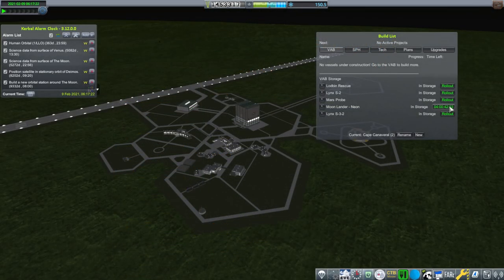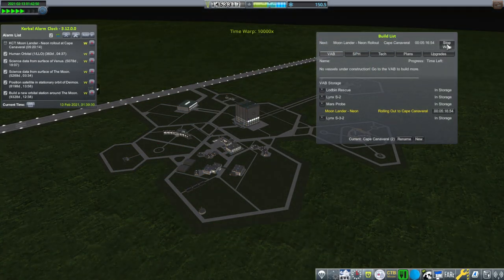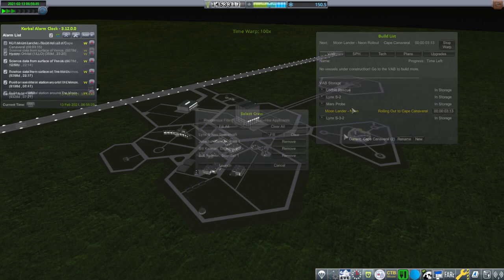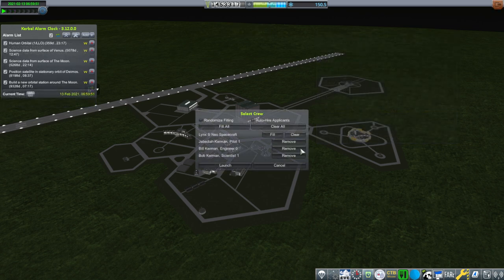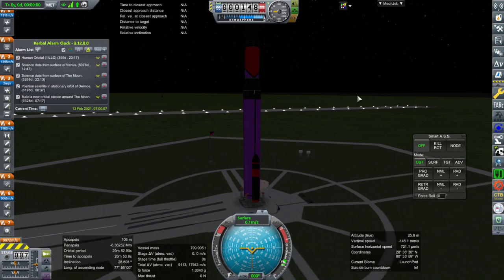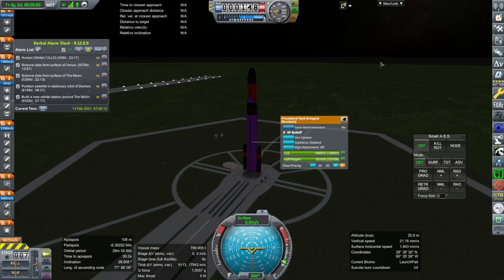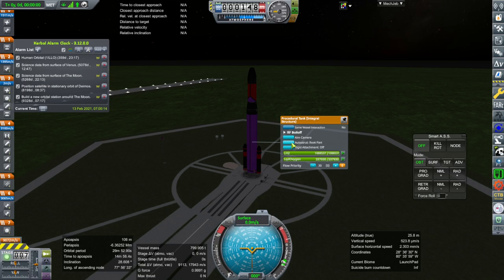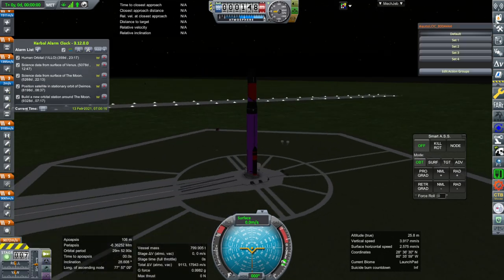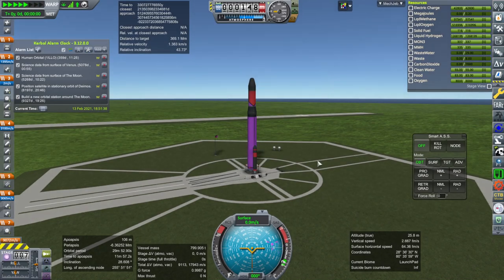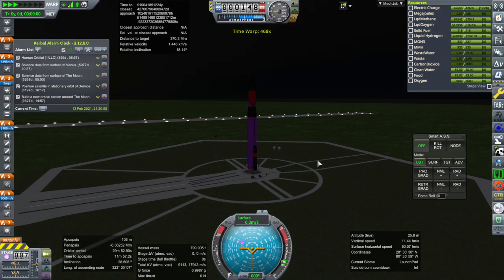All right, rolling out. So there are MLI layers on the fuel tanks of this Moonlander launch. And this one will not be crewed. Well, it's wiggling a bit. Hold on. Let me auto-strut to root part here, just in case. Can we launch the Neon Rocket in daylight? No.